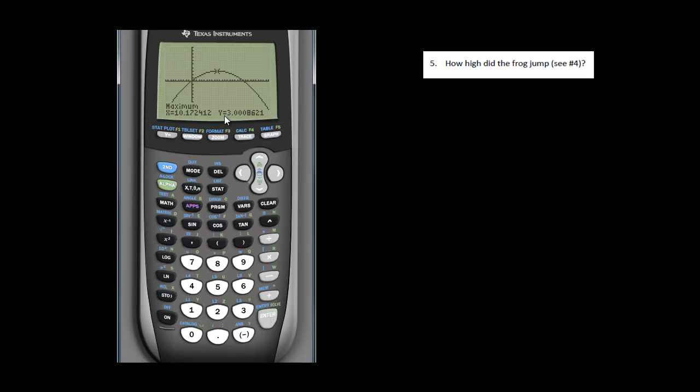So the height is going to be 3. Because we want to find out the output, because the output is going to be how high it is. So it's going to be 3.